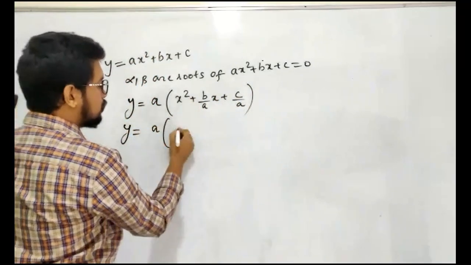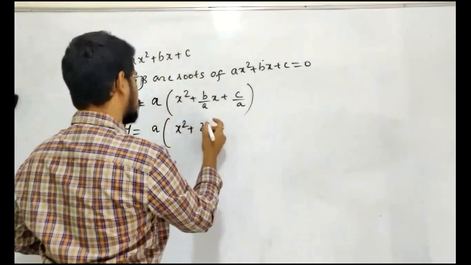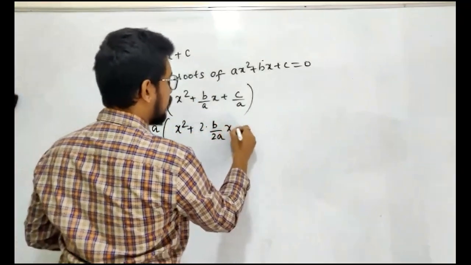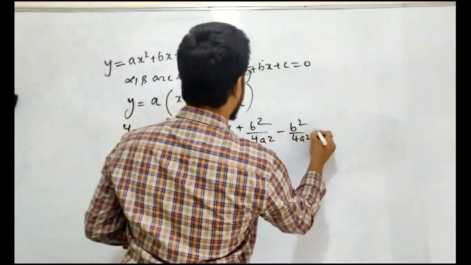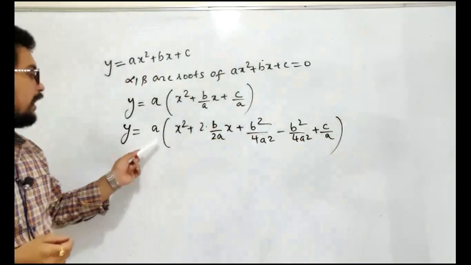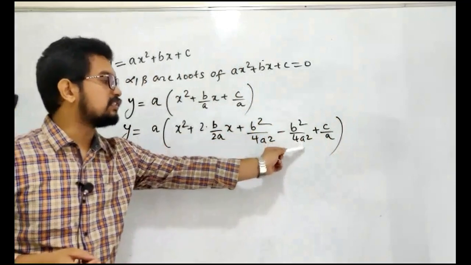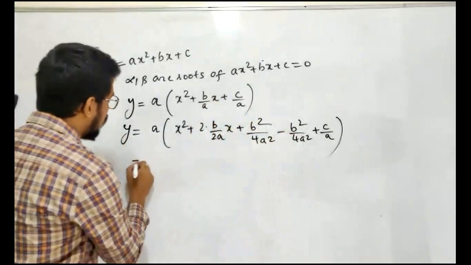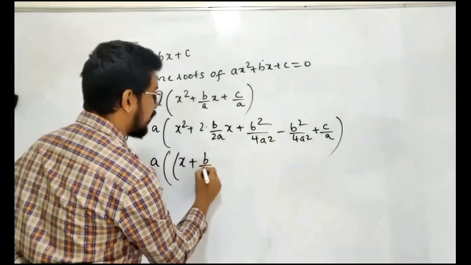A into x square plus 2 into b by 2a into x plus b square by 4a square minus b square by 4a square plus c by a, as if you are finding the roots of this equation. So what I'll do is I'll write something like this. This is x plus b by 2a whole square.